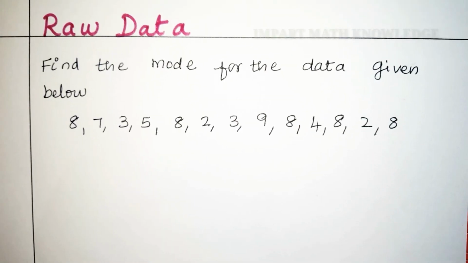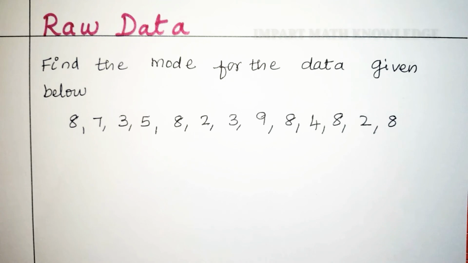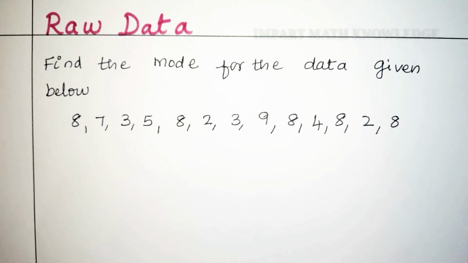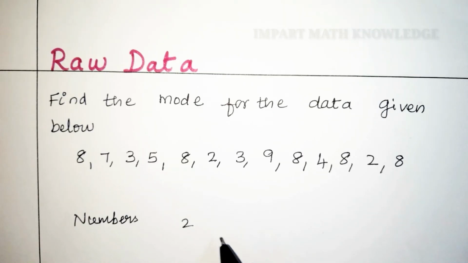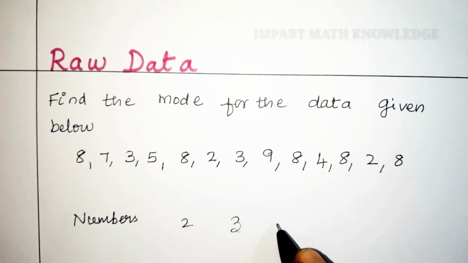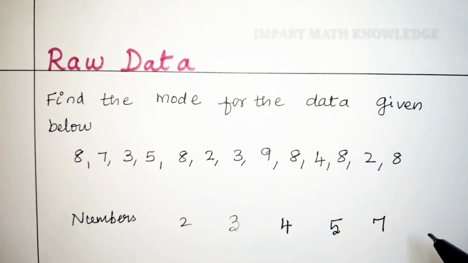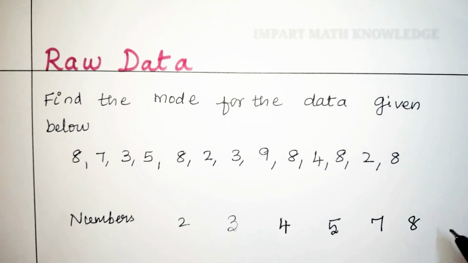I will explain the mode with simple problems. First one, raw data. Find the mode for the data given below. Some numbers are given. We have to find the mode for this data. Mode is nothing but the number which occurs more often. The numbers are 2, 3, 4, 5, 7, 8, 9.